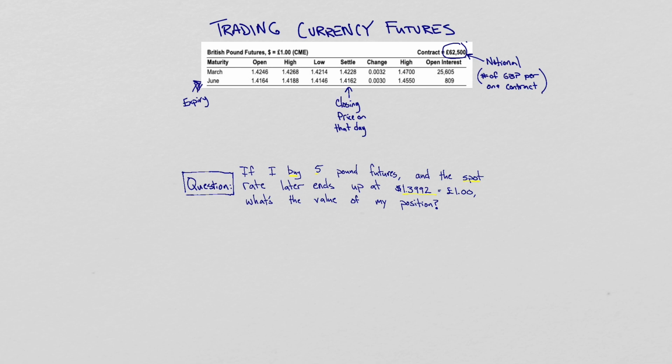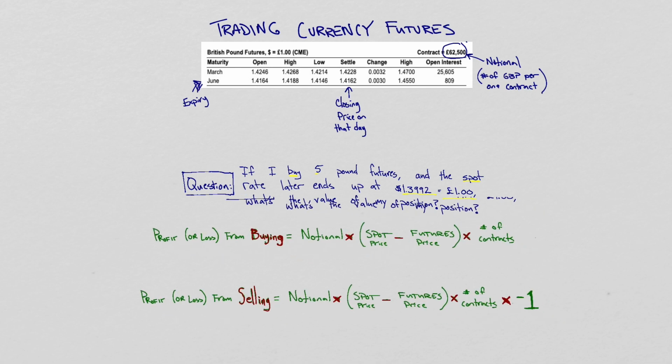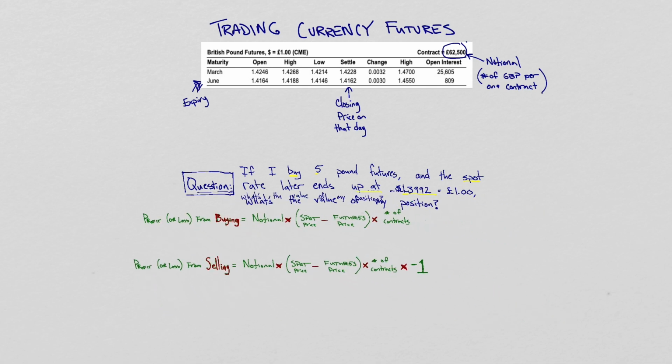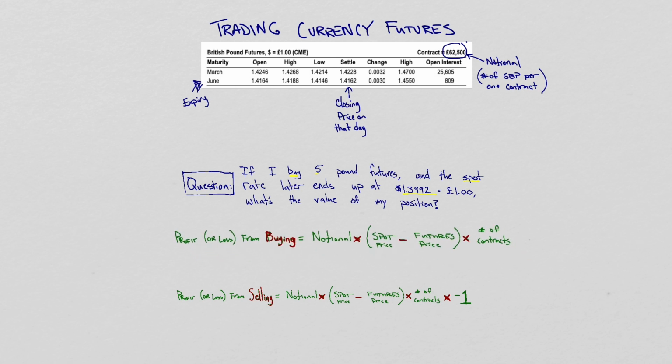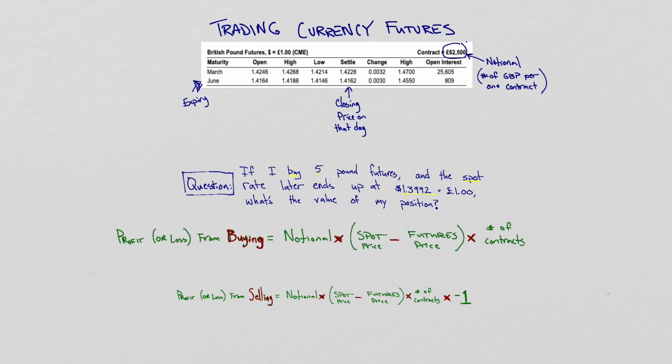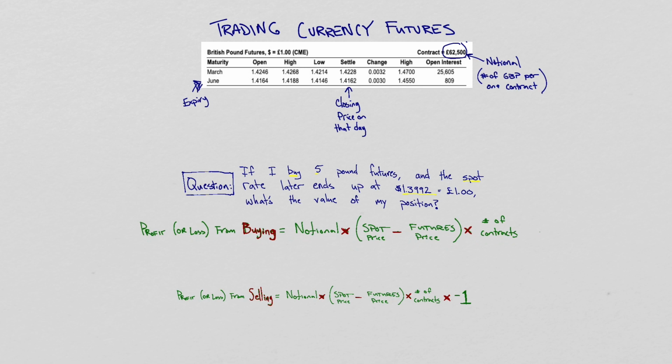So if this is the question that I need to answer, then the formula that I'm going to want to select from one of these two is the one on the top here, the profit from buying a futures position, since that's what we're looking at. And then I can get rid of this profit from selling formula. And here we just plug and chug, as they say.